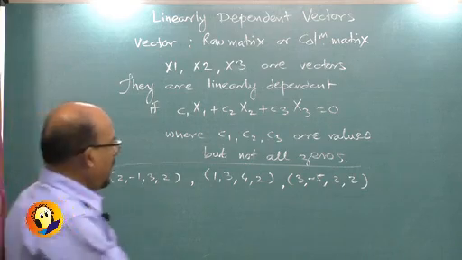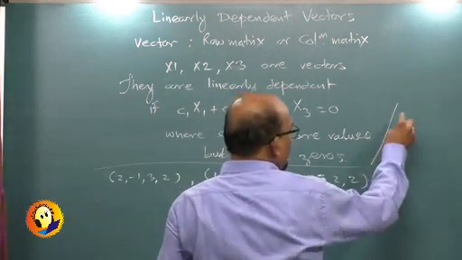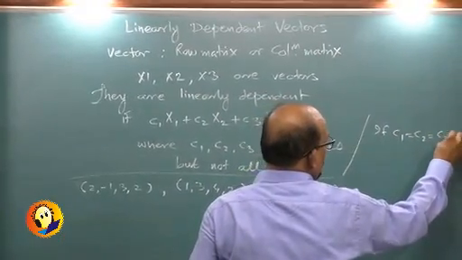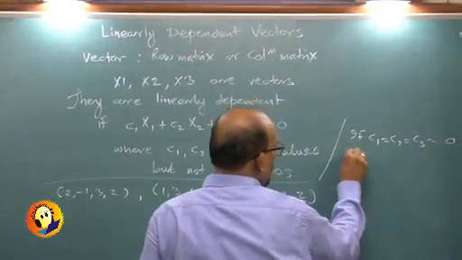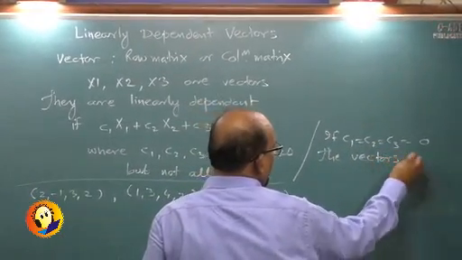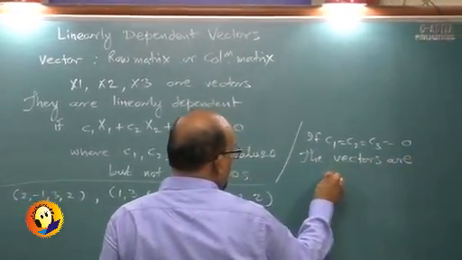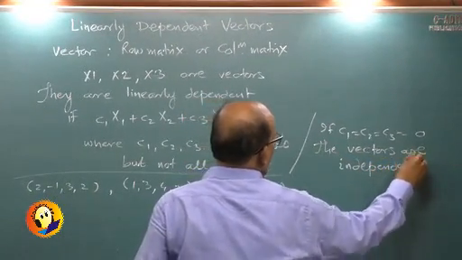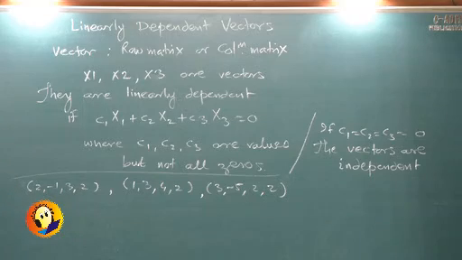You can even add here after this, if C1 equal to C2 equal to C3 equal to 0, the vectors are independent. If all of them are zeros, then it is independent.